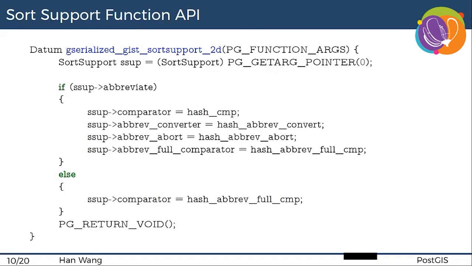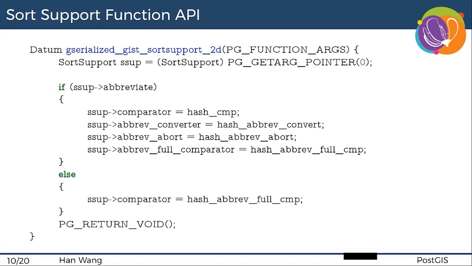As you can see, if we want to activate the pre-sort index building method, we have to define a sort support function like this. We should provide the attributes comparator, abbrev converter, abbrev abort, and abbrev full comparator to the sort support structure we get from the database system. The most important function here is the abbrev convert. It converts a data type, box2df or other, into a 32 or 64-bit hashcode, and the order of the hashcode indicates the order of the geometry in the page. With the user-defined order, we can compare data types and sort them, pack them into pages, which is faster than creating an empty tree and inserting elements one by one into it.